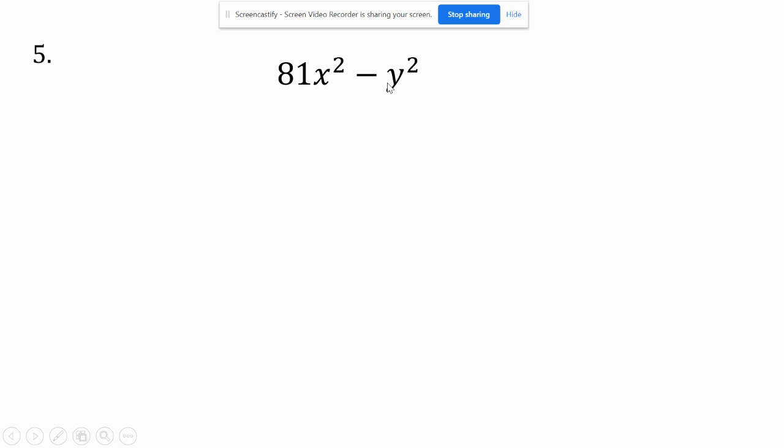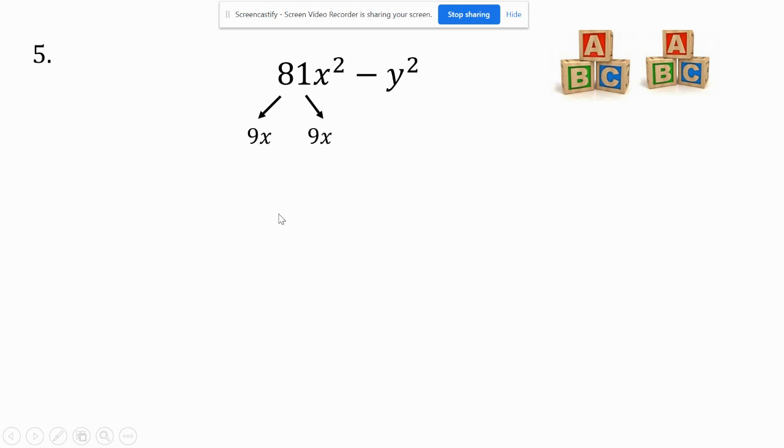Notice square rootable numbers with a minus in between. Square root of 81 is 9. And x, and you have a y, so you're going to put a 9x plus y and a 9x minus y. One will be positive and one will be negative. That always works if there's two terms that are both square rootable, because the middle term cancels out. My middle term would be 9x times negative y and 9x times positive y, which would be negative 9xy and positive 9xy, which cancels out. That is y. A lot of y's in there.